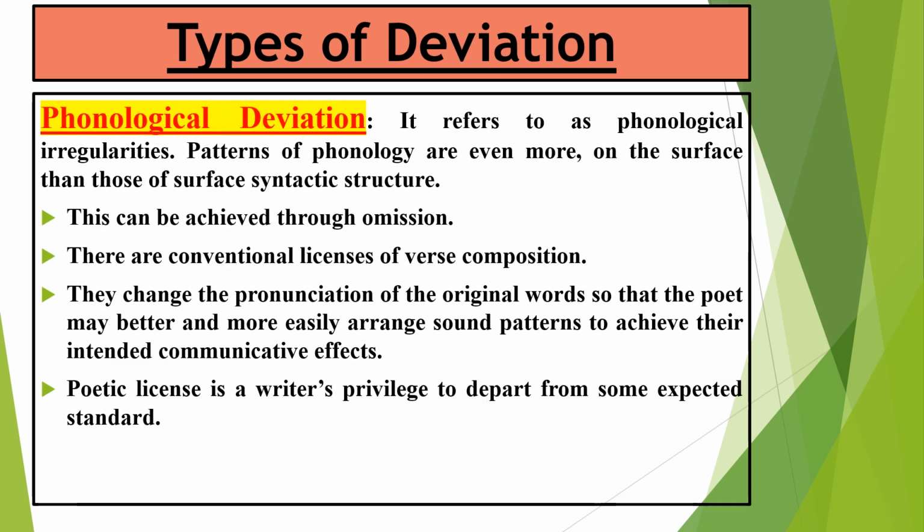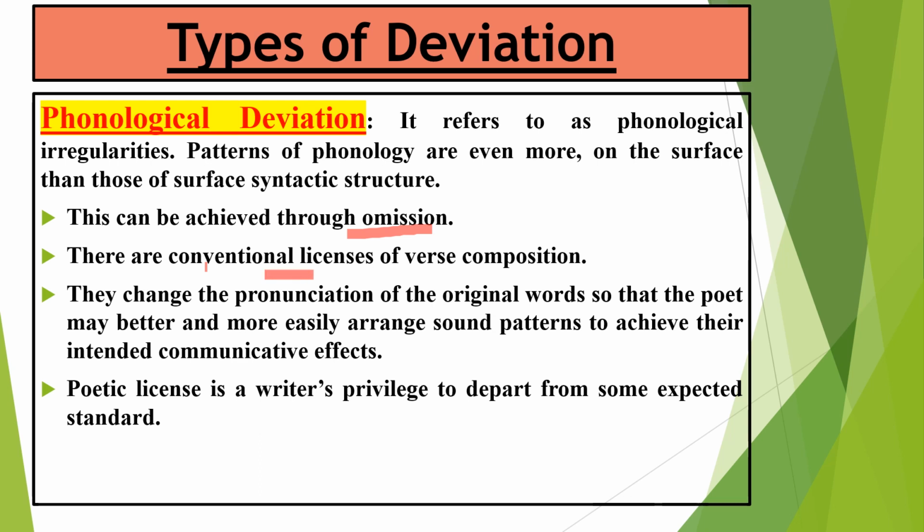Phonological deviation deals with deviations in the patterns of sound, the patterns of phonology, on the surface, or you could say deeply as well. This can be achieved through omission, which is called elision, the dropping of sound. There are conventional licenses of verse composition.